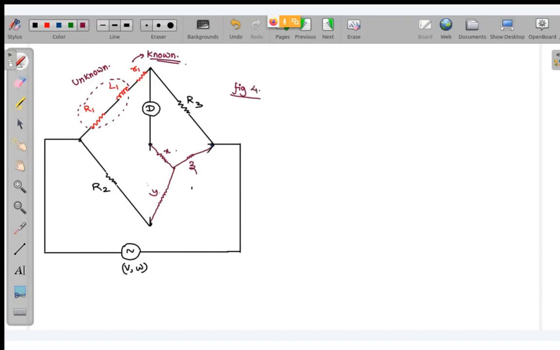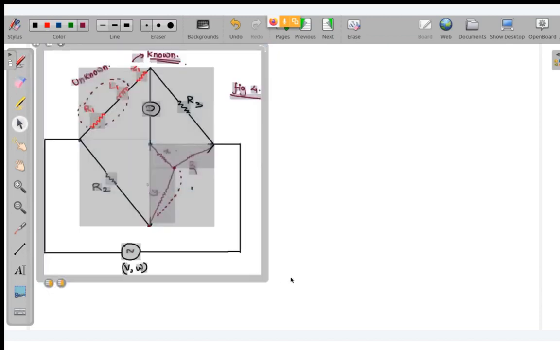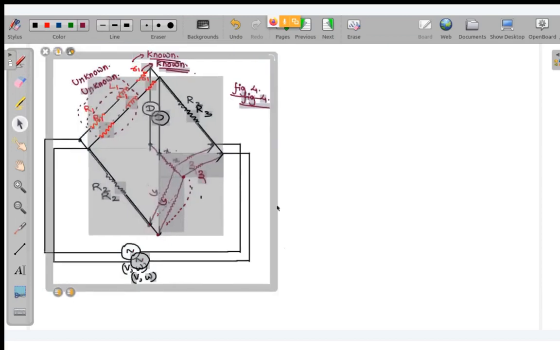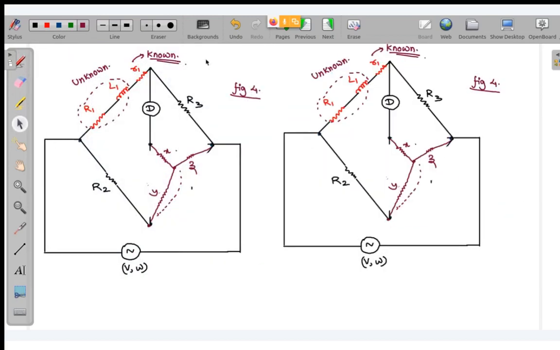So I will be bringing this node over here, at this point. See, so what will happen? I will be redrawing this. So look very carefully. I will make one more diagram so that you guys can understand. Figure number 5. If you are understanding, it's okay, no need to make so many diagrams. See, if I bring this point from here to here, what will happen?